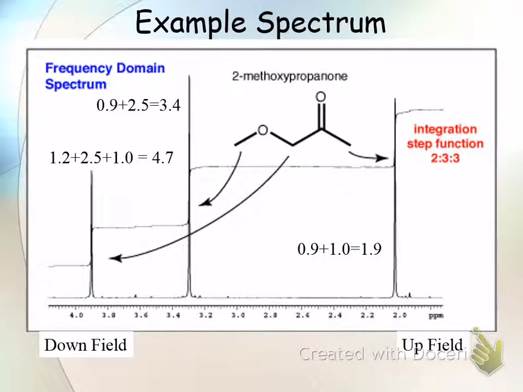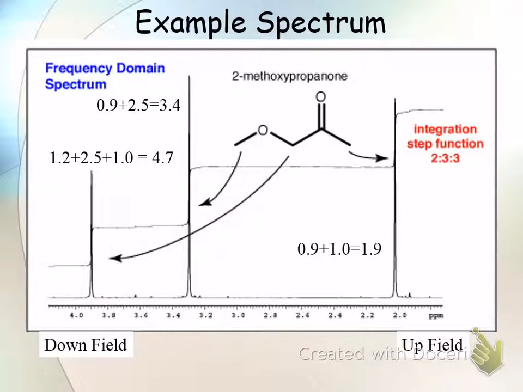So this jump from here to here is for 2 protons. This jump from here to here is actually 3 protons. This is 3 halves bigger than that. This one and this one are almost exactly the same because they're both for 3 protons. So the ratio would be 2 to 3 to 3. So the spike above doesn't actually matter. It's the line across.